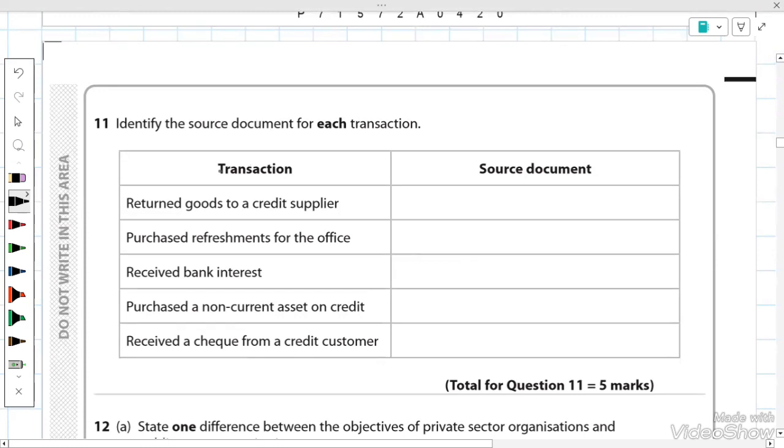So in question 11, identify the source document for each transaction. Okay, so we have a bunch of transactions, and we have to write which type of source document will be used in these types of transactions. Our first transaction is returning goods to a credit supplier. So whenever we are returning goods to our credit supplier, it means that we can use two types of source documents: the credit note or the debit note.